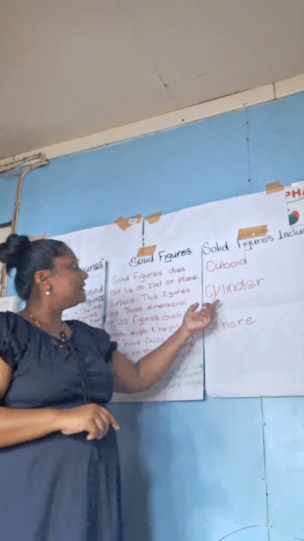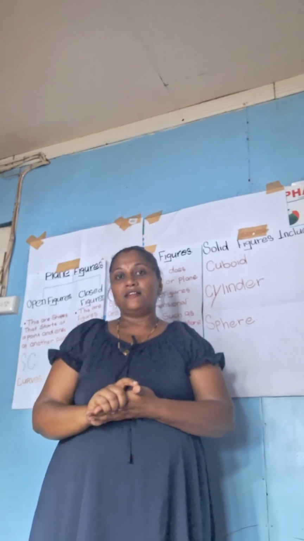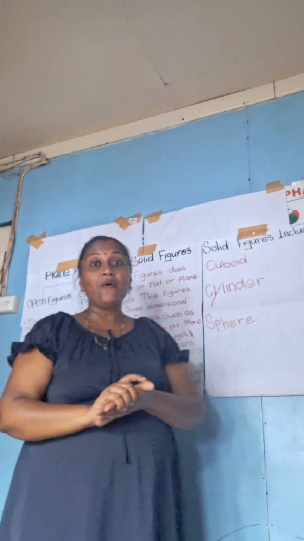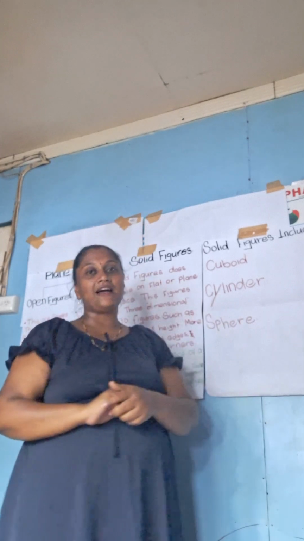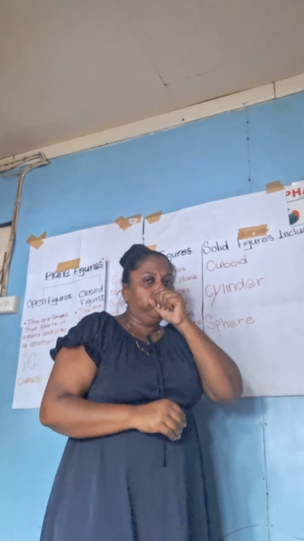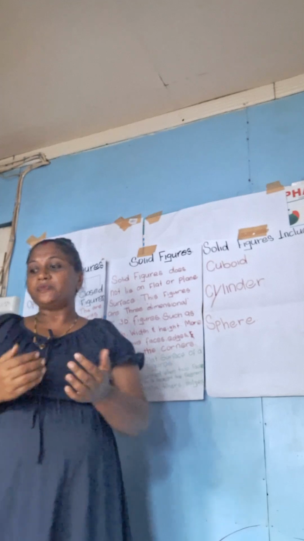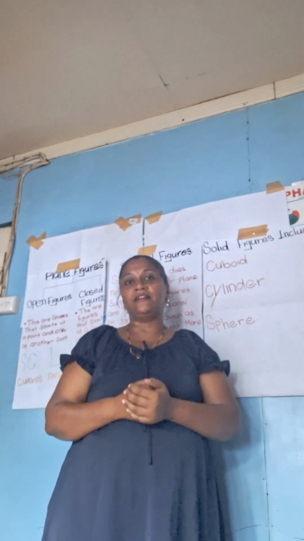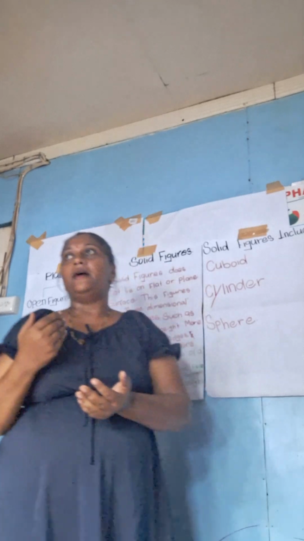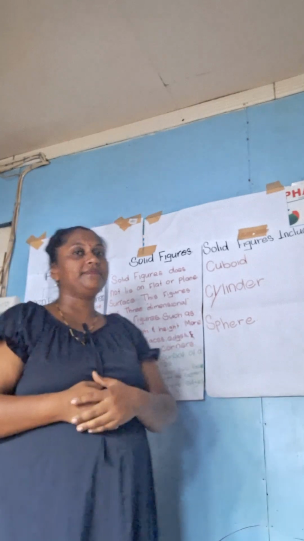Now, what is an example of a cylinder? Rolls of paper towel are an example of a cylinder. Mug, yes, okay. And sphere, examples of a sphere. All right. Ball, orange. What else? World globe. These are examples of spheres.